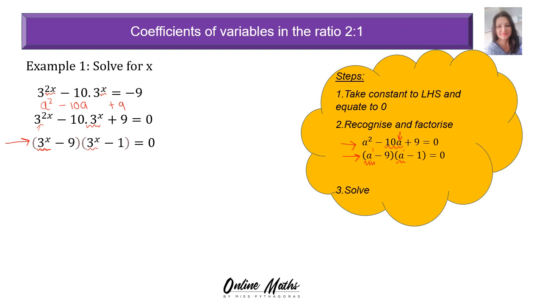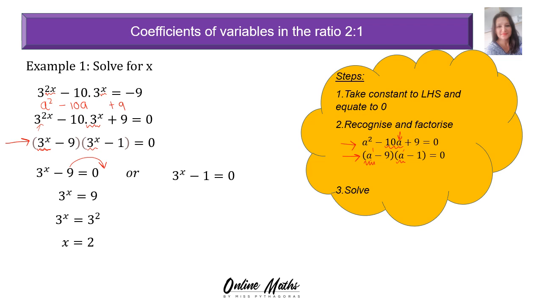Number 3, solve. So now you write it as 3 to the x minus 9 is 0, or 3 to the x minus 1 is 0. And then in the next step, the minus 9 will walk across and you end with 3 to the x is 9. 9 you factorize and you find it's 3 squared, and then you say bases are the same, therefore x is equal to 2.